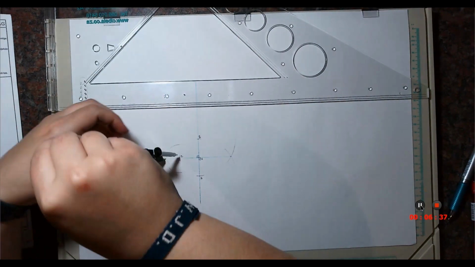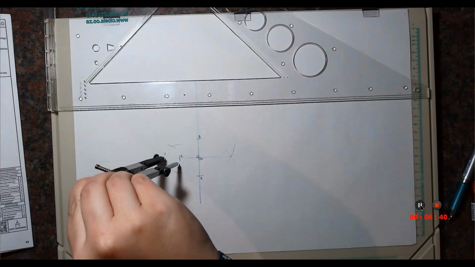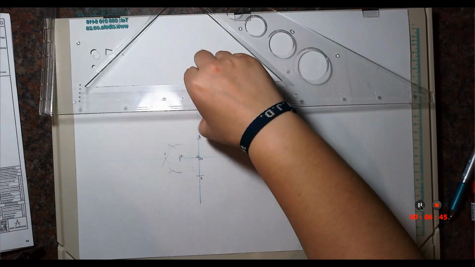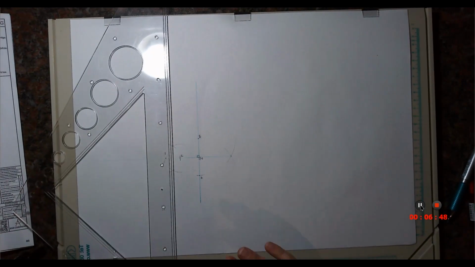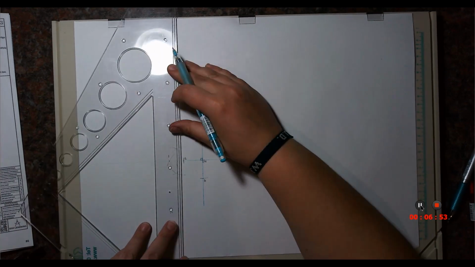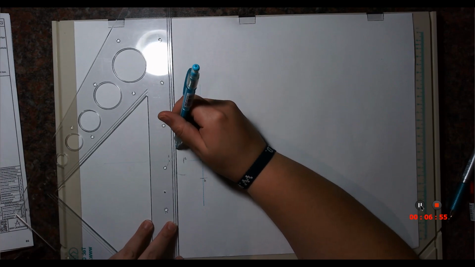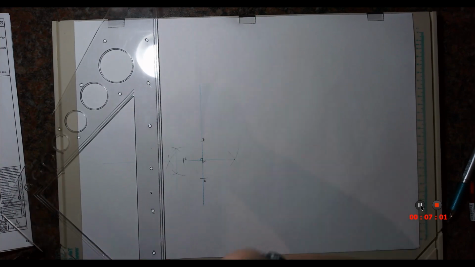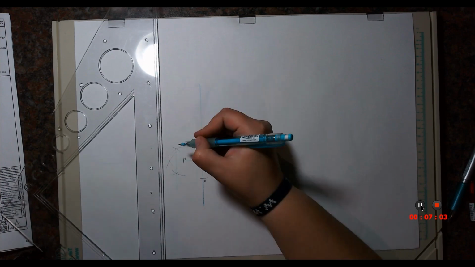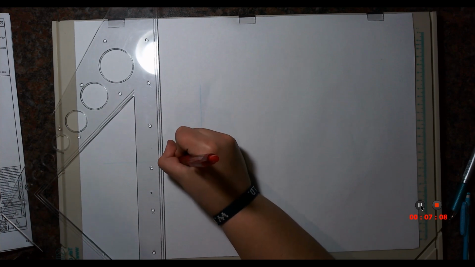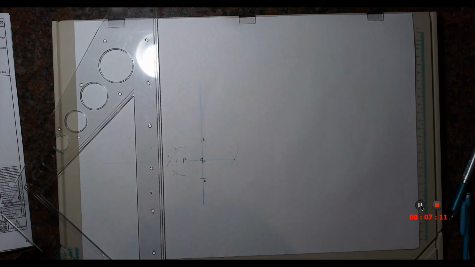Place it on 1. Make an arch there and an arch there. Now I need to connect those lines. Now if I did this correctly, when I put my t-square in, it should line up perfectly. There we go. So you connect the two dots, and then this, I'm going to make this big. That is your middle point.